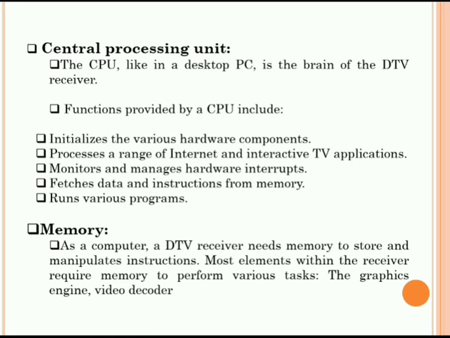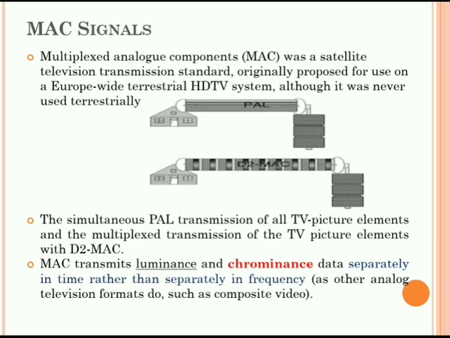Now let's move towards the next point, that is the MAC signal. Let us see what actually the MAC signal is. In the last lecture we have seen the MAC signal, that is multiplexed analog component. MAC was a satellite television transmission standard, originally proposed for use on a European terrestrial HDTV system, although it was never used terrestrially.